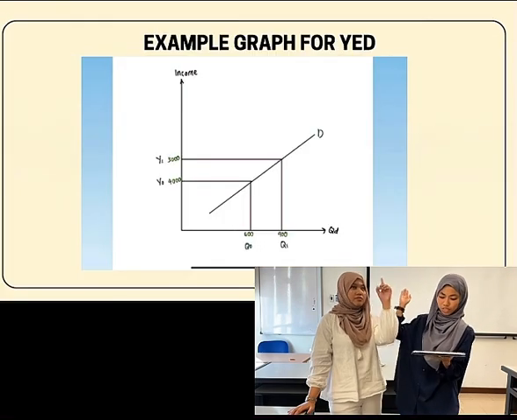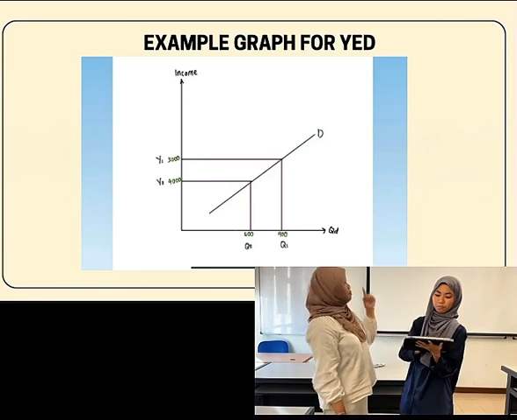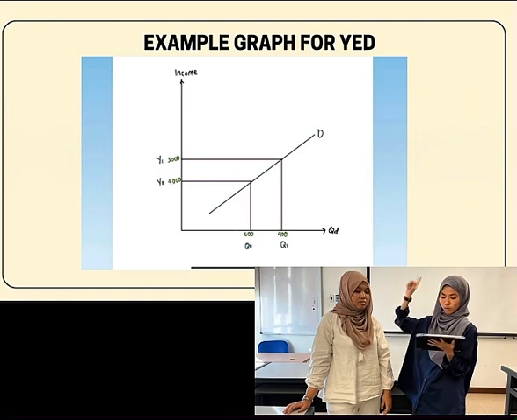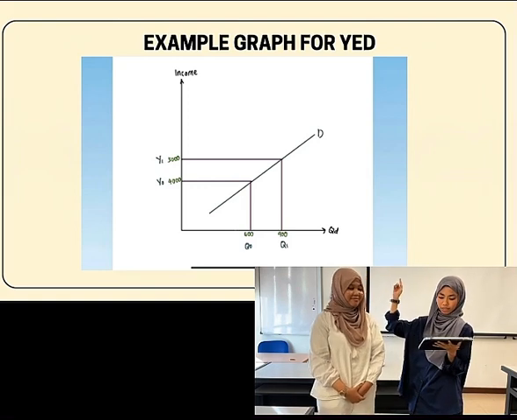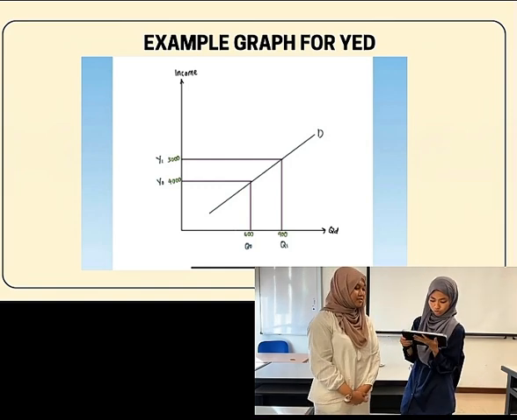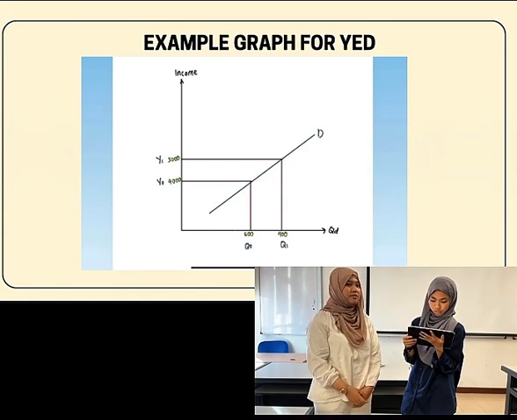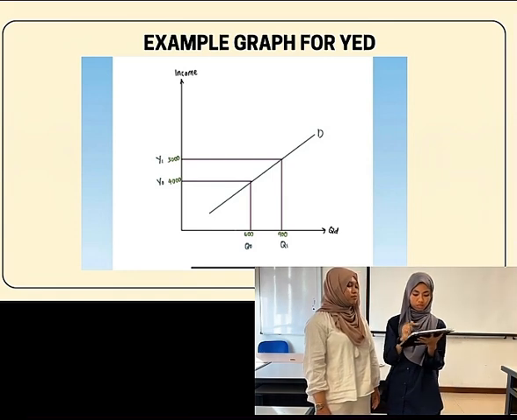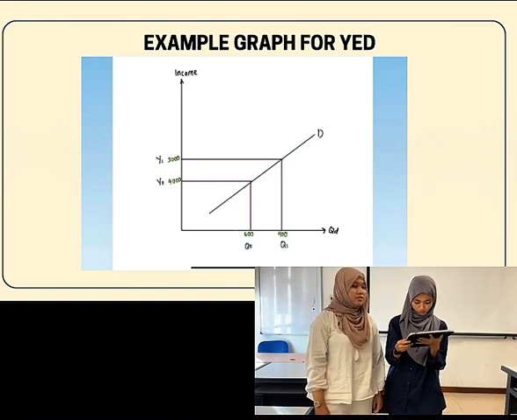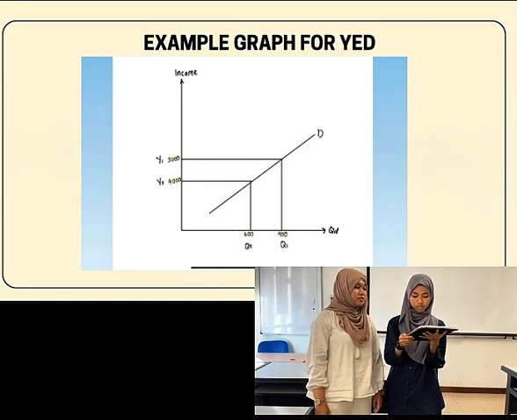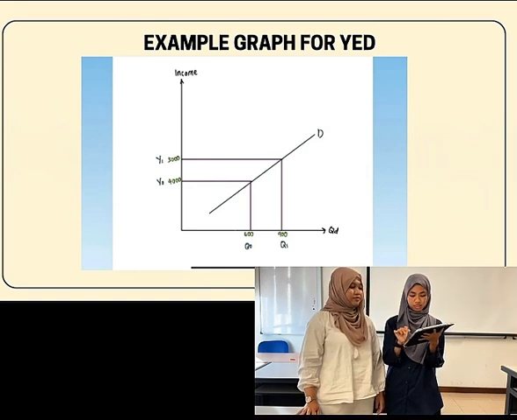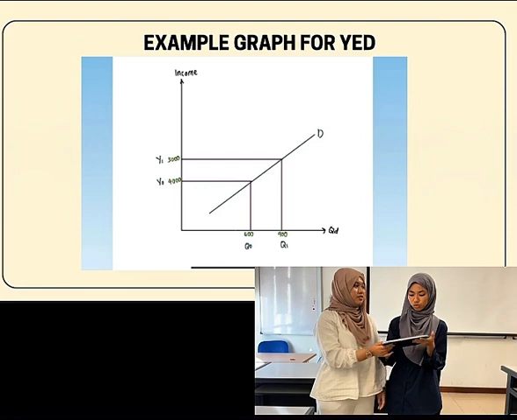So this is an example graph for income elasticity of demand. For axis Y we have income, and for axis X we have quantity demanded. So income increased from 4,000 to 5,000, and for quantity we have 600 to 900. So I pass to Aira.